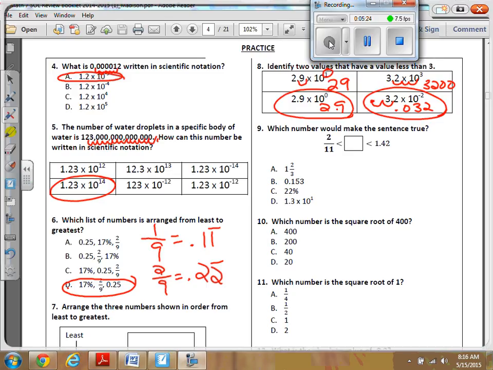Okay, so now I have which number would make the sentence true. 2/11 has to be less than the number in the blank, which has to be less than 1.42. Is 1 2/3 less than 1.42? No, what's 2/3?